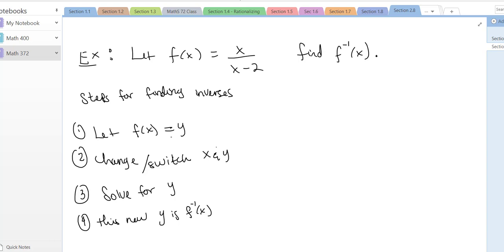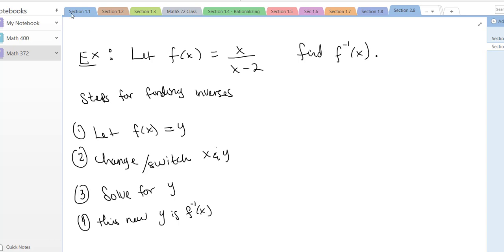I just outlined some of the steps in finding inverses. The first thing is let f of x equal y. Whether that's f of x or g of x or h of x, whatever the name of the function is, you just change it to y. Then step 2 is switch your x's and your y's, and then solve for y. That new y you found is your f inverse or g inverse or h inverse, whatever the name of the function is.